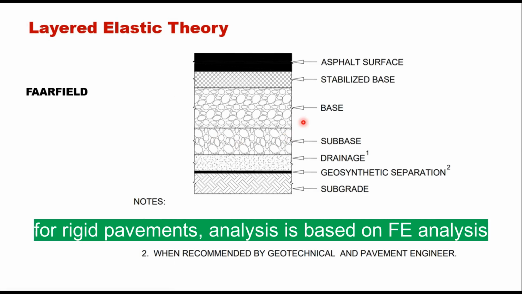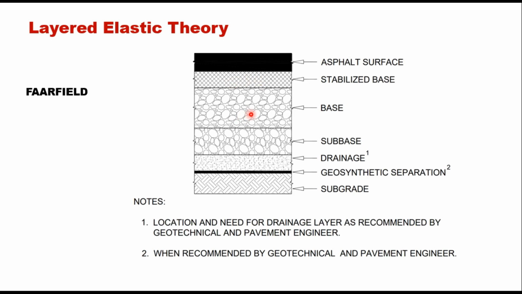This is the typical pavement section which shows different layers in the pavement, starting with the asphalt surface, which we call the wearing course, then a stabilized base, which is generally a bituminous base course like DBM. Then you can have a base course. This base course can be cement-treated base, lime-treated base, or normal base, and a sub base, a dredge layer above subgrade, and a layer of geosynthetic material if suggested by the geotechnical and pavement engineer.